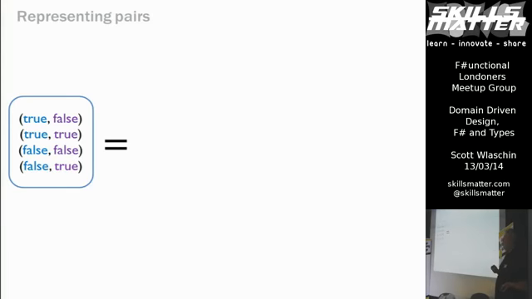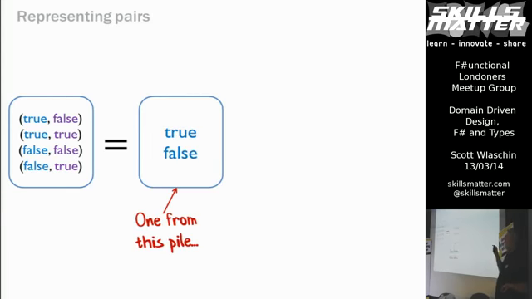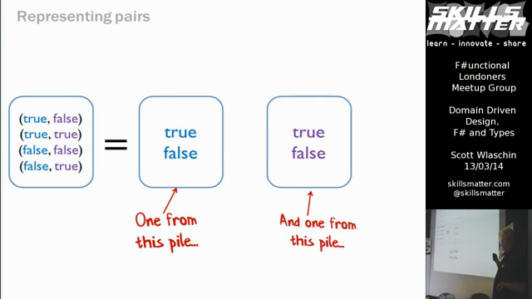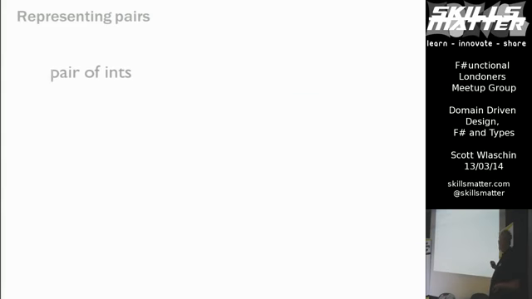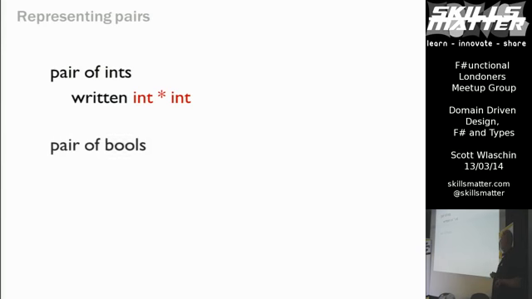So let's look at Booleans. Let's say Booleans, one from the first pile, one from the second pile. There's 4 possible combinations. That's the same as multiplication. So when you write these types down, a pair of ints is written int star int, as if you're multiplying the types. All right? I think that's quite nice. It may look a bit strange at first, but it actually makes a lot of sense when you understand what's going on. Similarly, a pair of booleans is written bool star bool.